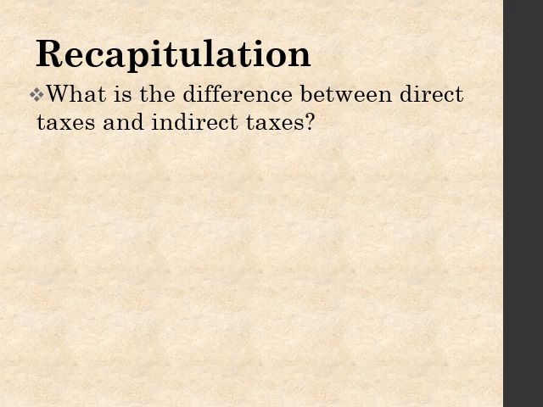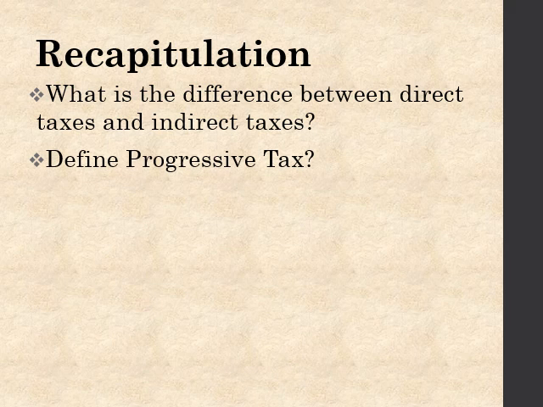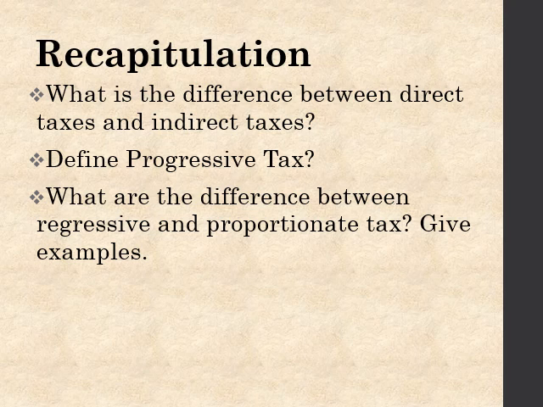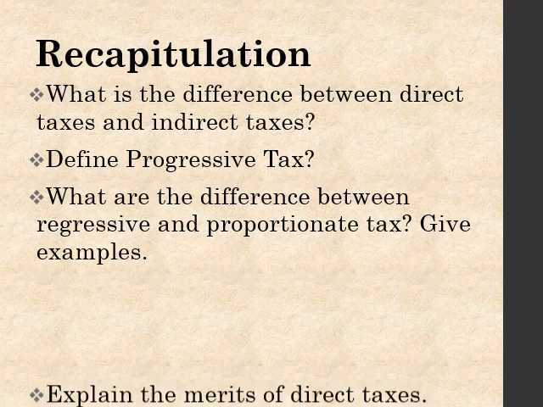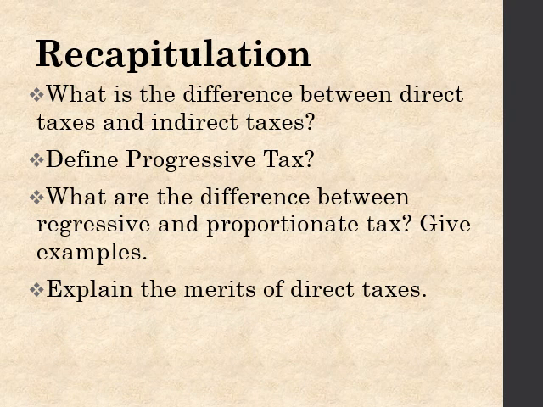Direct taxes are those taxes which are borne by the same person. In indirect taxes, the burden of these taxes is transferred from one person to another person. It was imposed on one person, but the actual payment is made by someone else, not by the same person. So we'll talk a little bit more about progressive tax today, and thereafter we'll talk about regressive tax and proportionate tax in more detail. We already discussed the merits and demerits of direct taxes in the previous class, so please have a look at those parts.